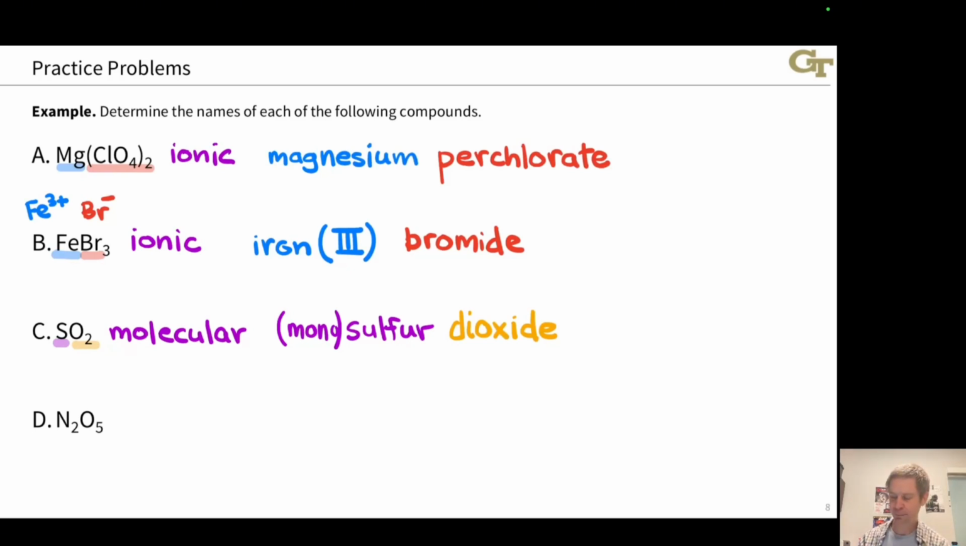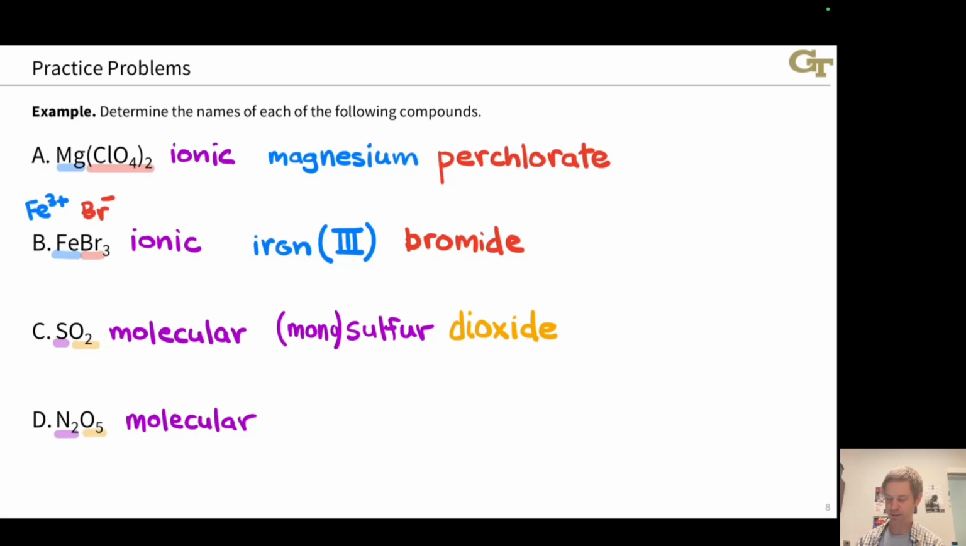In the last example, we again have 2 non-metal atoms, nitrogen and oxygen, in the molecule. We've got 2 nitrogens listed first because that's further to the left on the periodic table, right, the more metallic element. And we have 5 oxygens, and those are listed second in the formula. This is a molecular compound since it consists of 2 types of non-metal atoms.